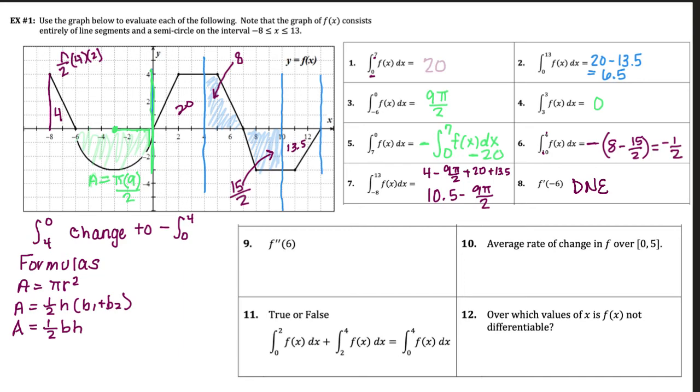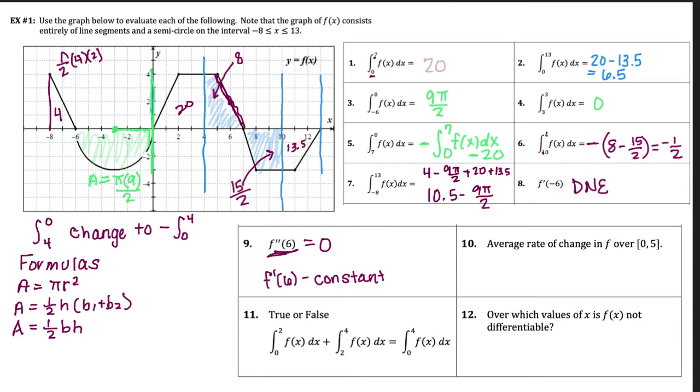And then in question 9, we want f double prime at 6. So f double prime at 6 is here. Well, f prime at 6 is going to be a constant value. That's the slope of this line is constant. So I'm going to write f prime at 6 is constant. And so I know the derivative of a constant is 0. So then I know that value is 0.